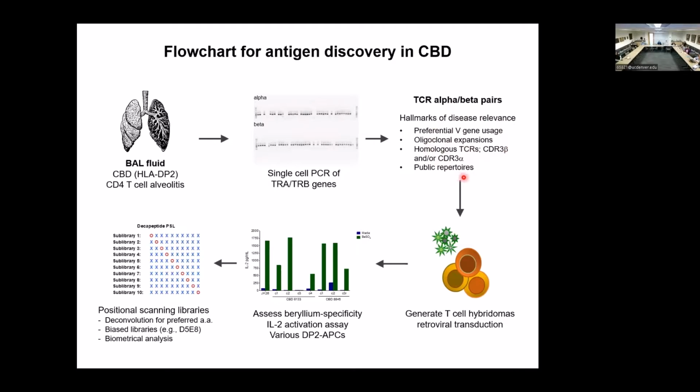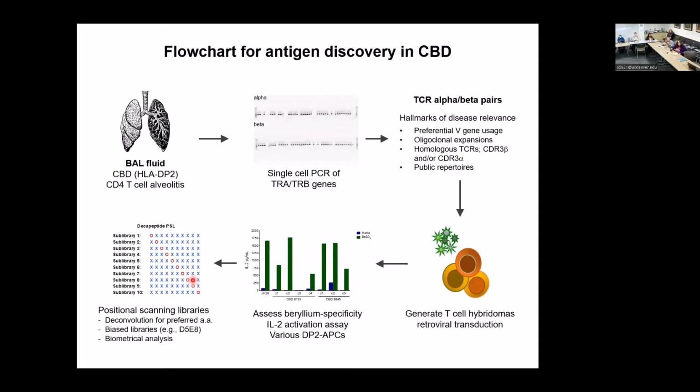Having looked at the alpha beta pairs and determined which ones we want to study, we construct T cell hybridomas. These are immortalized cell lines that will express our candidate T cell receptors, and then we determine if they're beryllium specific. The hybridomas respond to antigen by secreting IL-2, and so we have antigen presenting cells. We add beryllium, and we see if they respond or not. You can see in this example that one of the hybridomas is not beryllium specific, but we're pretty good at picking out the ones that will have the antigen specificity we're interested in.